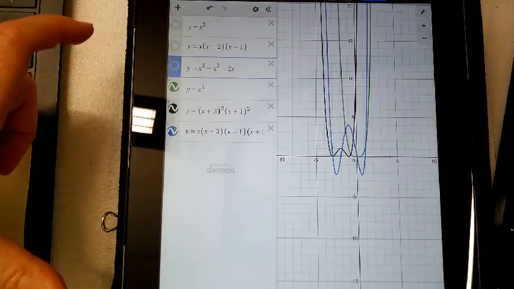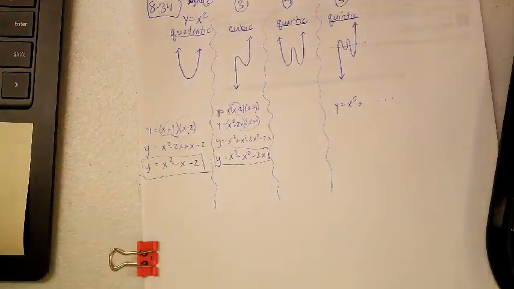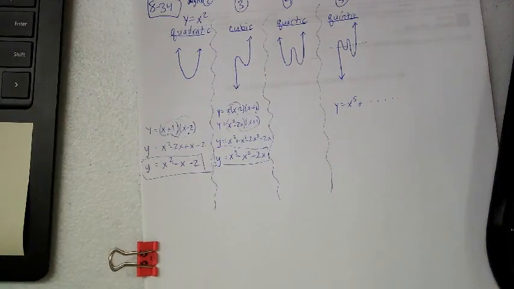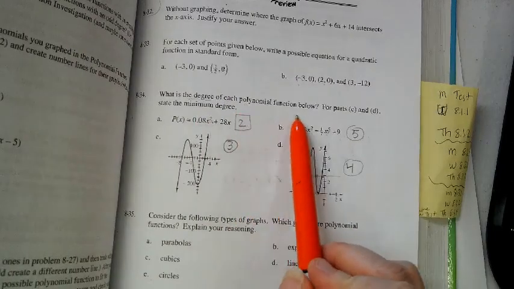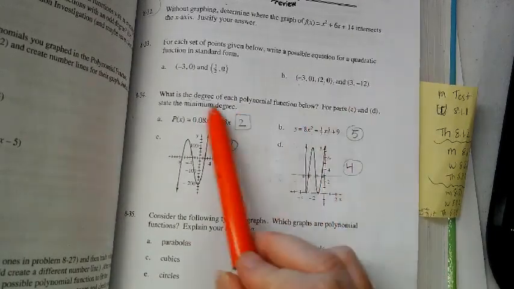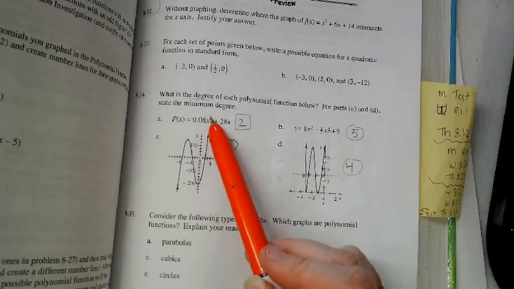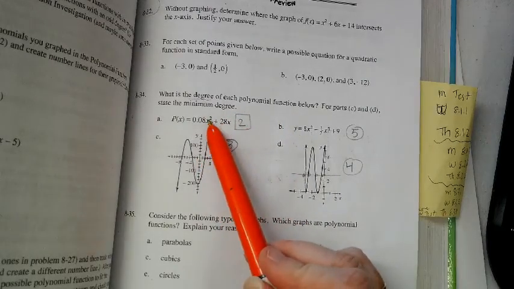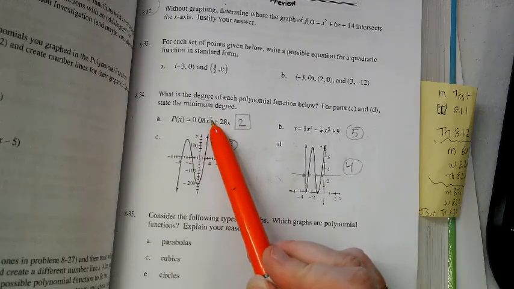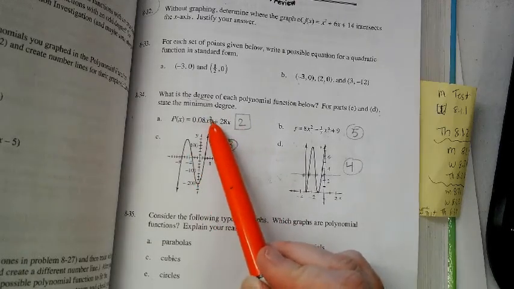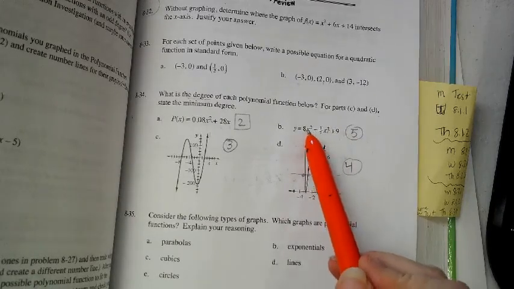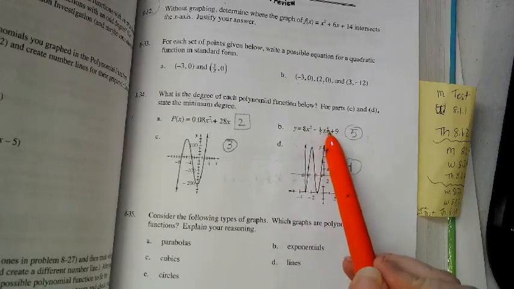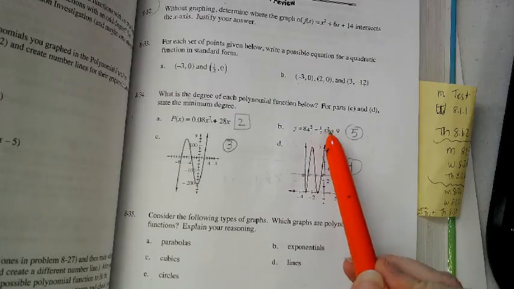That's why your book is asking you a specific question. It says, what is the degree for each polynomial function below? And for parts C and D, state the minimum degree. This one is in standard form, so I just look at the exponent on the x squared. The highest exponent of all the terms is 2, so that's degree 2. This one, they didn't put in order, but it would be 5 because this x has a power of 5. This is a quintic.